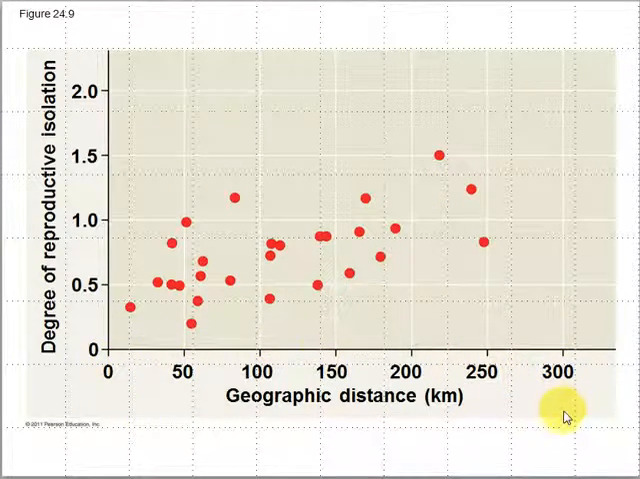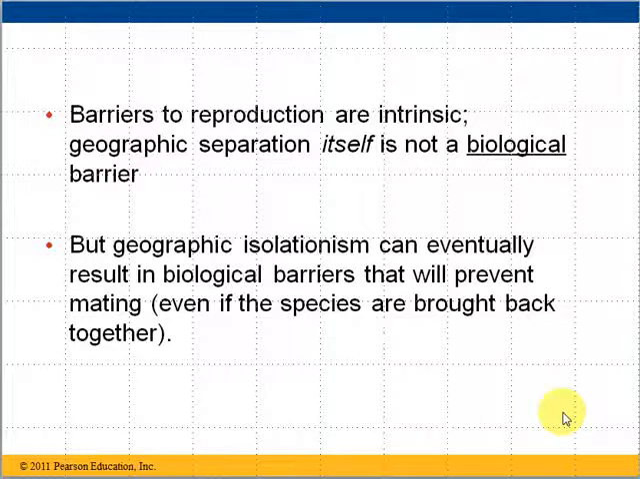One thing to keep in mind is that these barriers to reproduction are intrinsic. They are part of the genetic makeup or the biological makeup of the creature. So geographic separation itself is not a biological barrier. Humans are a good example. We have humans that are geographically separated around the entire globe, but that is not a biological barrier. And because human transportation and movement around the globe is so easy, relatively speaking, there's still a lot of gene flow, and so that hasn't developed into a biological barrier.